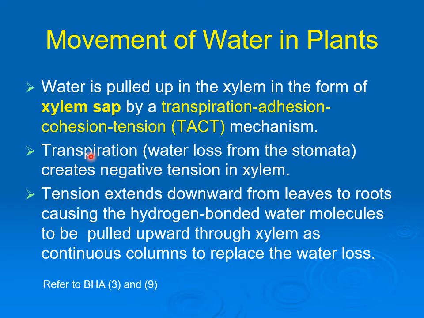Okay, so transpiration mesti tulis occur when there is water loss from the stomata, create a negative tension in the xylem. When there's a negative tension, okay, so dia akan pull. So tension will extend downward from the leaves to the roots, causing the hydrogen bonded water molecule to pull upward through the xylem. And this act as the continuous column to replace the water loss. So sebab kenapa continuous column? Sebab tadi ada perforated plate tadi.